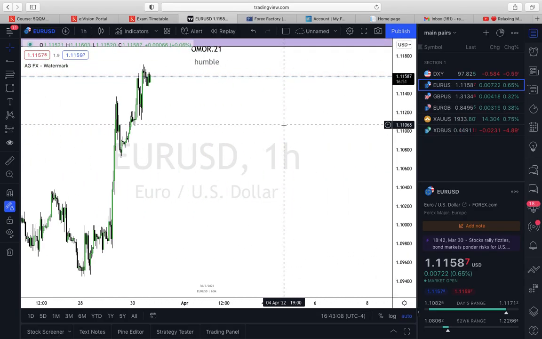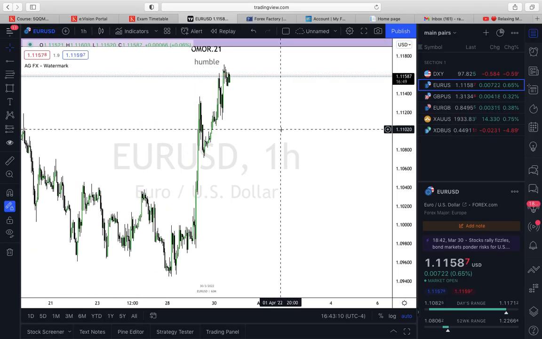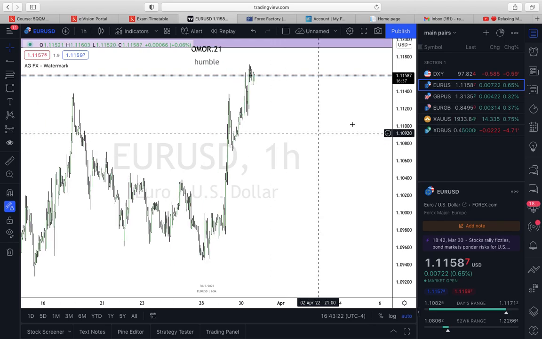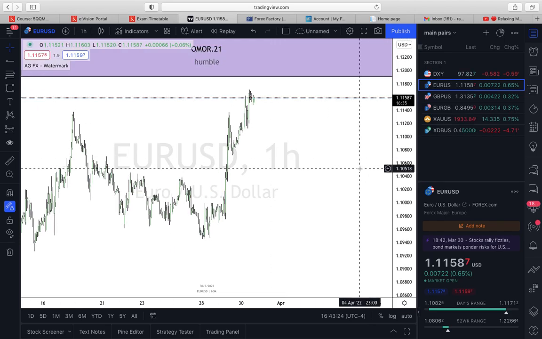But that's the lesson on order blocks. The last down close candle before significant displacement upwards is the bullish order block, and the last up close candle before significant bearish displacement is the bearish order block.